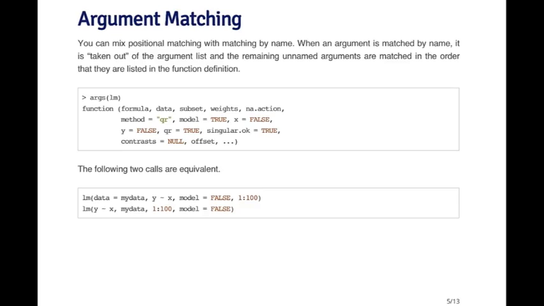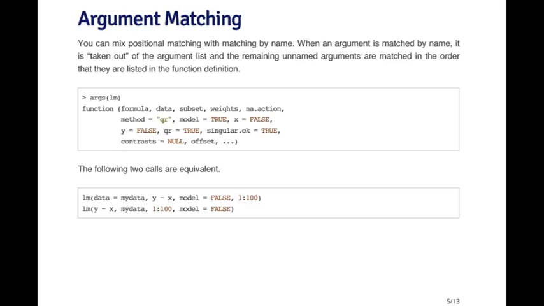Model equal to false has been matched by name, so I can get rid of that from the argument list. And then 1 through 100 has to be assigned to the argument that has not already been matched. So in this case, formula was already matched, data was matched, and so the next one is subset. So 1 to 100 gets assigned to the subset argument. This is a somewhat confusing way to call LM, and I don't recommend that you do it this way, but I wrote it this way just to demonstrate how positional matching and matching by name can work together.